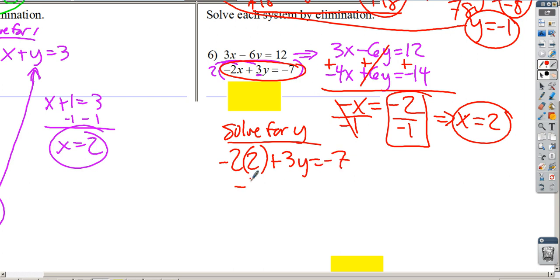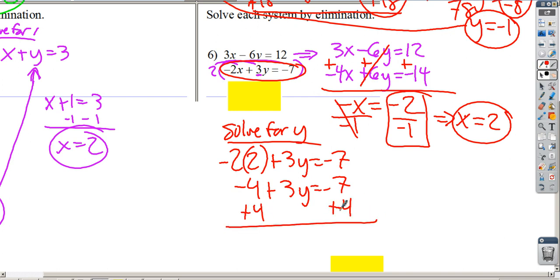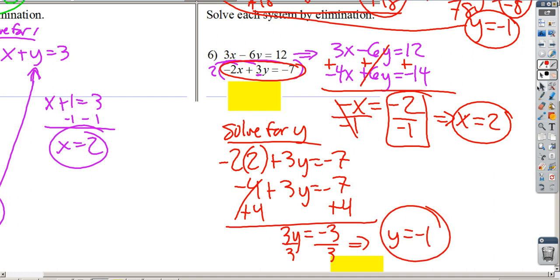and then negative 2 times 2 is negative 4, and then we will add 4 to both sides because it's negative 4 right now. So we get 3y equals negative 7 plus 4 is negative 3, and then we divide by 3, and negative 3 divided by 3 is negative 1. So our solution should be x equals 2, y equals negative 1, which it is.